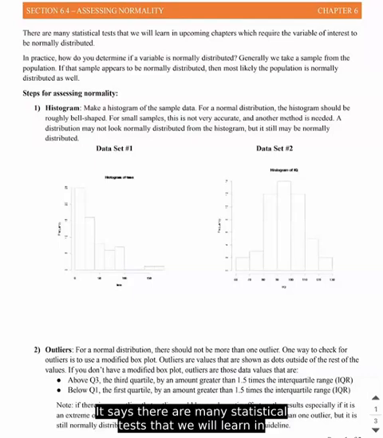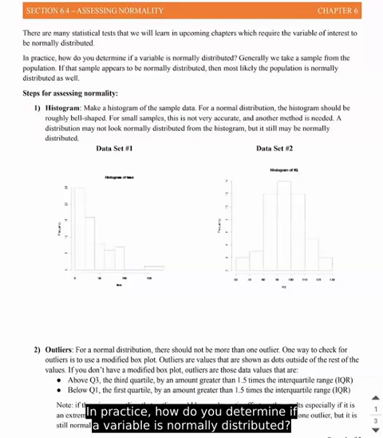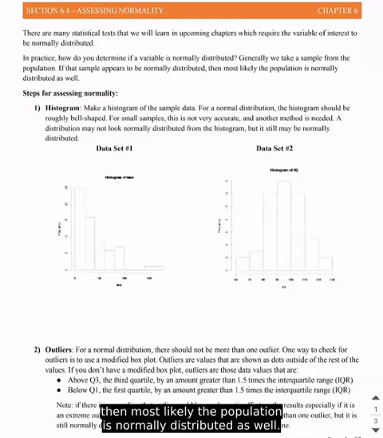There are many statistical tests that we will learn in upcoming chapters which require the variable of interest to be normally distributed. In practice, how do you determine if a variable is normally distributed? Generally, we take a sample from the population. If that sample appears to be normally distributed, then most likely the population is normally distributed as well.